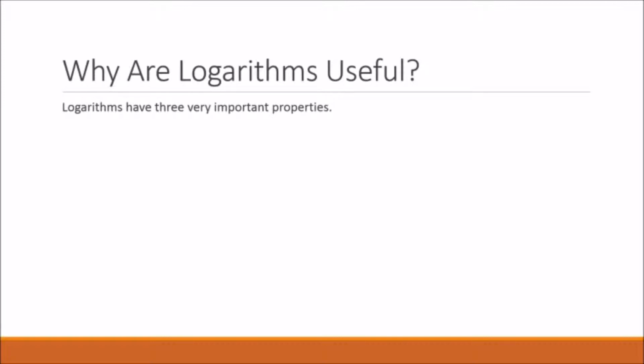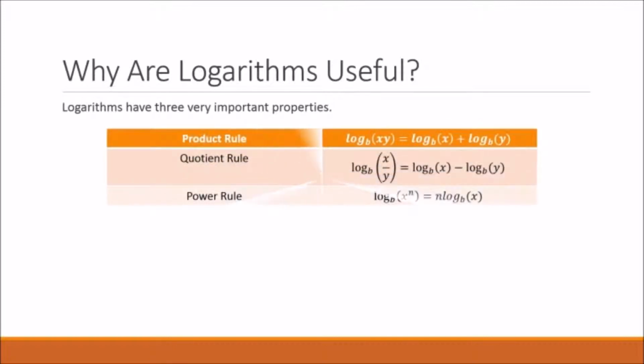So why are logarithms useful? Well, logarithms have three very important properties. The first of which is the product rule, which states that log base b of x times y is log base b of x plus log base b of y. The second is the quotient rule, which states that log base b of x divided by y is log base b of x minus log base b of y. And the third rule is the power rule, which states that log base b of x to the n is equal to n times log base b of x.